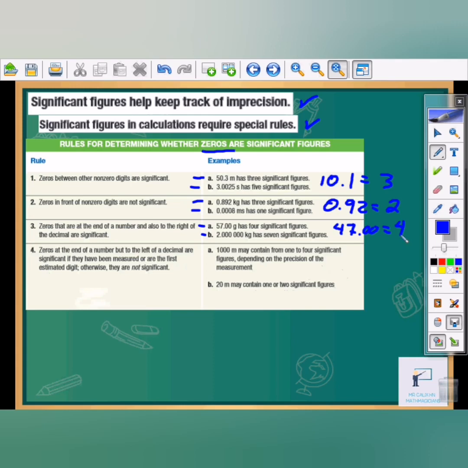Number 4 says, zeros at the end of a number but to the left of the decimal are significant if they have been measured or are the first estimated digit. Otherwise, they are not significant. Okay, an example can be, let's say we have 2,000. Okay, 2,000 may have 1 significant figure or it may have 4 significant figures. Okay, they may have 1 or 4, depending on the precision of the measurement. I like to use scientific notation when I have these types of problems. Okay, I'll continue with the next slide.